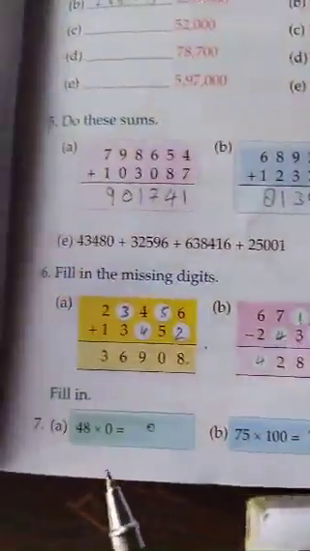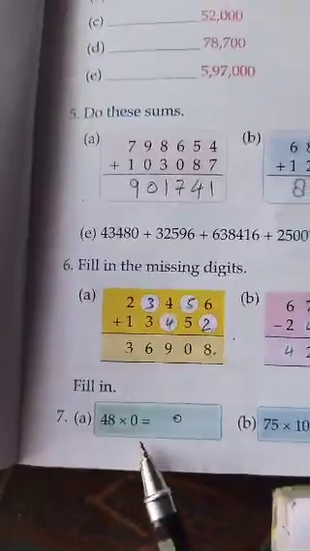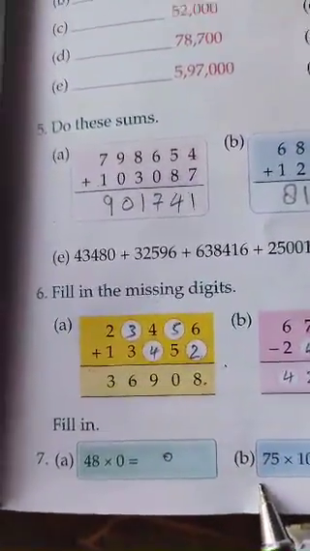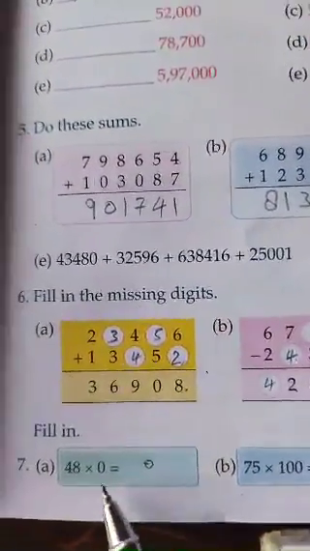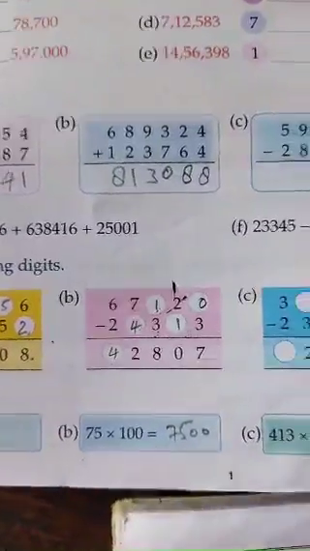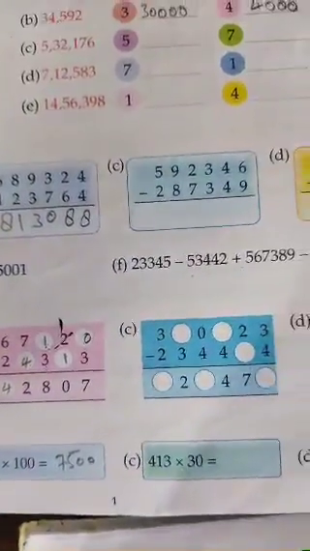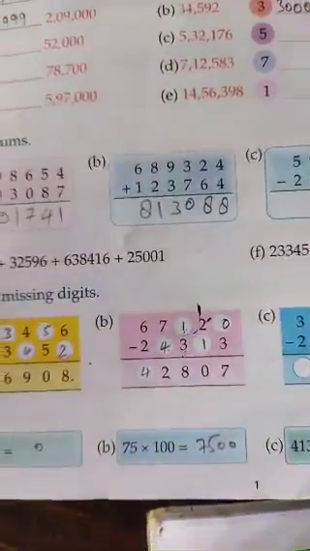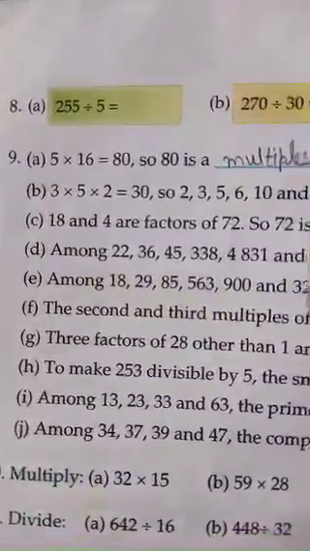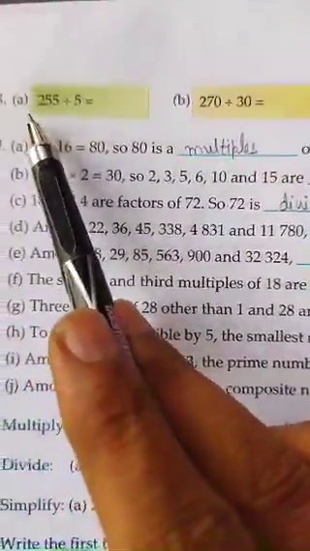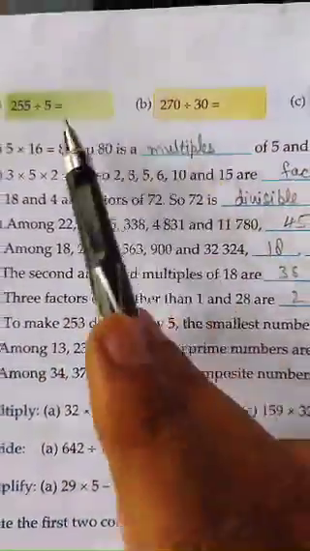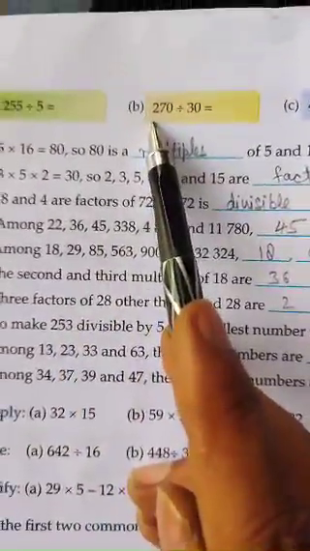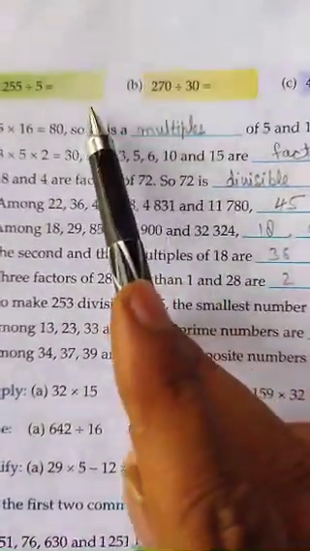Now coming on to question number 7, fill in the blanks. These are simple multiplications. This you had done in class 4th also. So these are very simple multiplications. So this you can do by your own. Now coming on to the next question, that is question number 8. It is of divide. So these are simple divides as you had done in class 4th also.